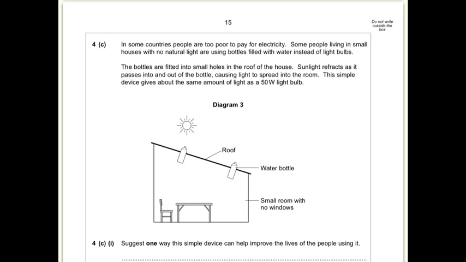And question C. In some countries, people are too poor to pay for electricity. Some people living in small houses with no natural light are using bottles filled with water instead of light bulbs. Bottles are fitted into small holes in the roof of the house, so sunlight refracts as it passes into and out of the bottle, causing light to spread into the room. And the simple device gives the same amount of light as a 50-watt light bulb. So basically, the light hits the bottles, and then it's refracted out into the room, so it can light up the room inside.